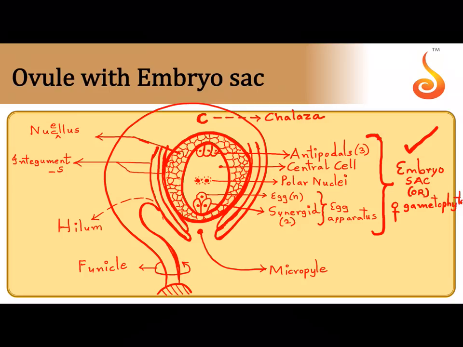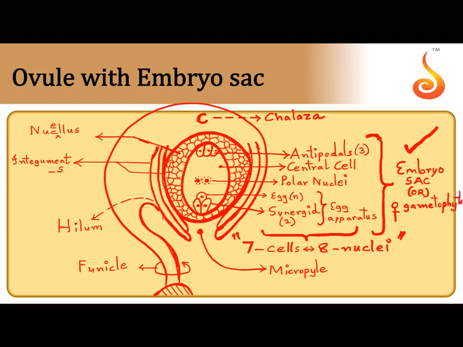And sitting in the center of the nucellus, you have to show the embryo sac. So what is this embryo sac? I'm writing it again for you here. How many cells, how many nuclei? 7 cells, 8 nuclei. A 7-celled, 8-nucleated structure is the embryo sac.